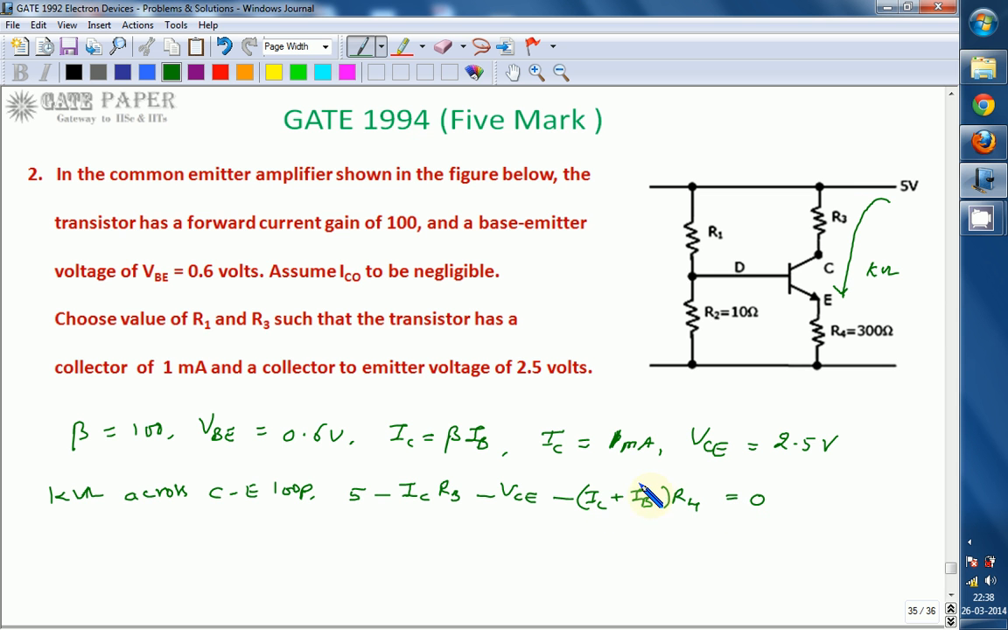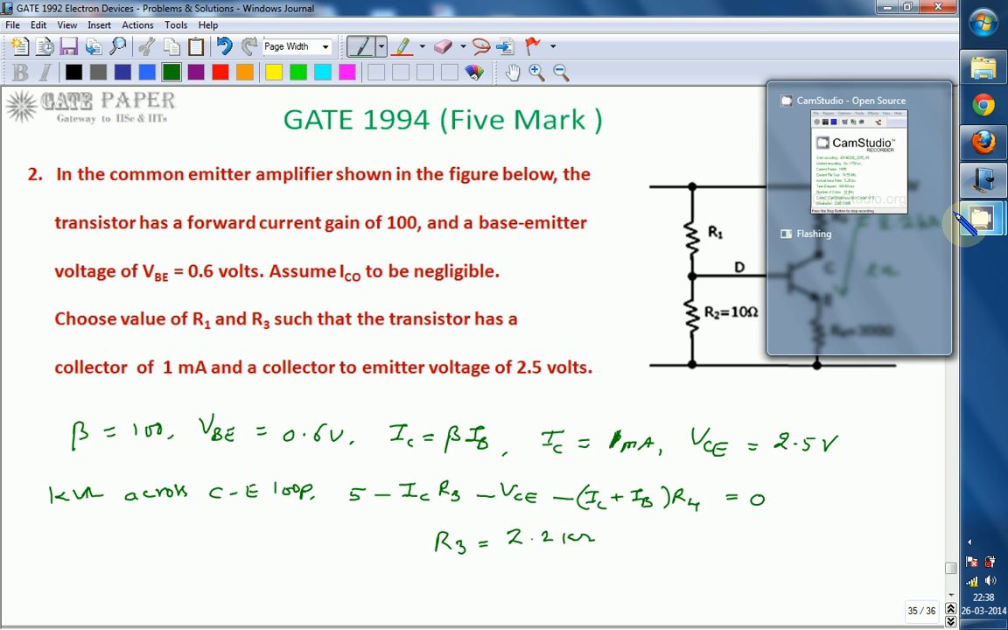IB can be written as IC by beta, because we know the IC value and the beta value. From this, IC value is known, VCE is known, R4 value is known, and R3 value is unknown. If we calculate R3 from this, you can calculate IB by using IC by beta. That's why this equation has been written. So R3 is equal to, what you are getting is 2.2 kilo ohms. So the value of R3 is 2.2 kilo ohms.